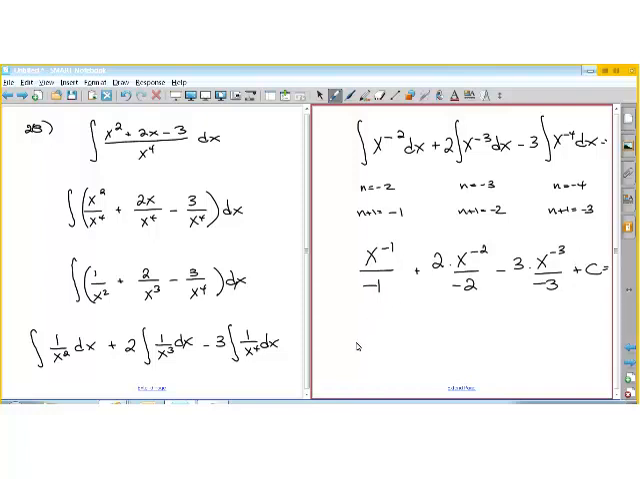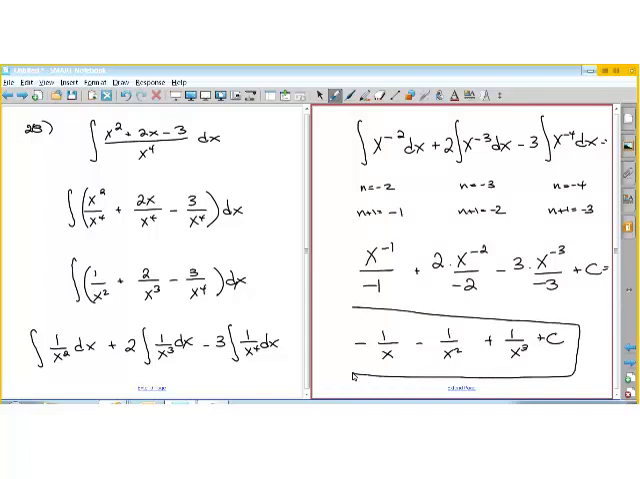And now we simplify. So the first term becomes negative 1 over x. The second term becomes, the 2's cancel out, so we get 1 over x squared. Move this to the denominator. We get negative, 2's cancel out, and then we get negative, actually positive, because we have negative times a negative. 3 divided by 3 is 1, and we rewrite x to the minus 3 as 1 over x cubed. And that is the answer.